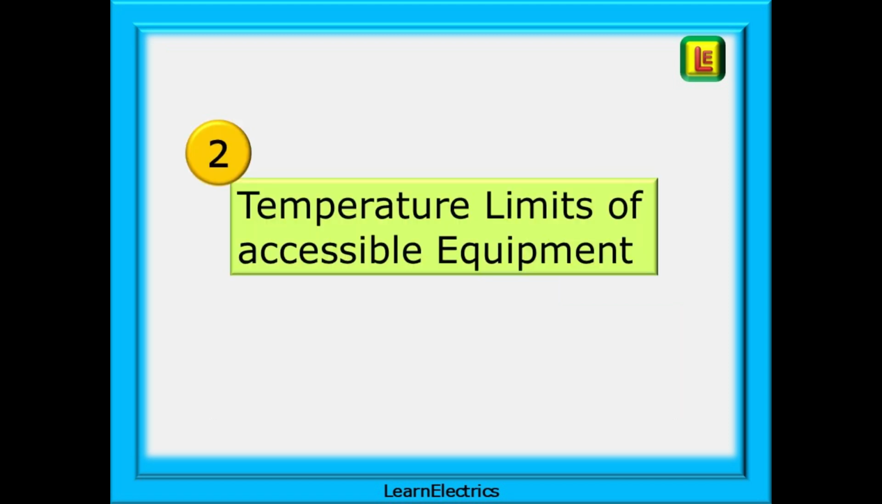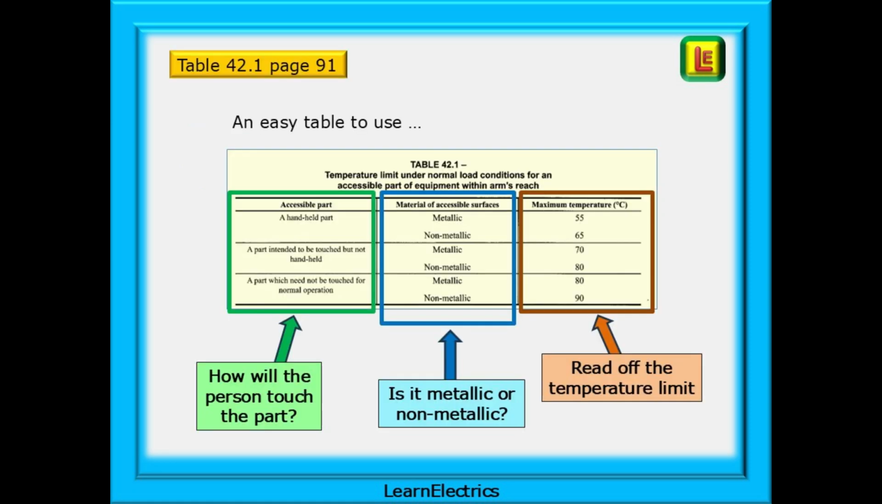Table 2 is about temperature limits of accessible equipment, a popular table for exam questions. Look at table 42.1 on page 91. If someone is in close proximity to hot equipment or needs to handle such equipment, what are the maximum temperatures to prevent burn or injury? Just decide how the person might touch that part, then decide if it is a metallic part or a non-metallic part, and read off the corresponding maximum temperature in the last column.